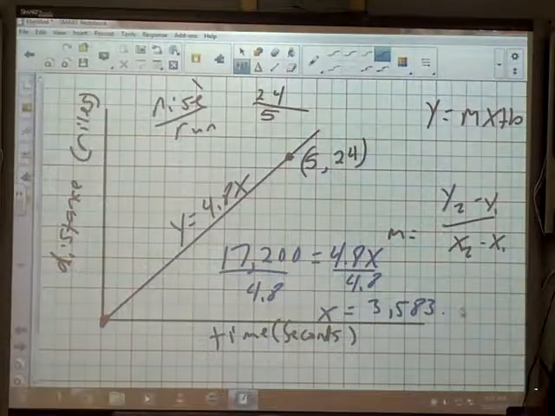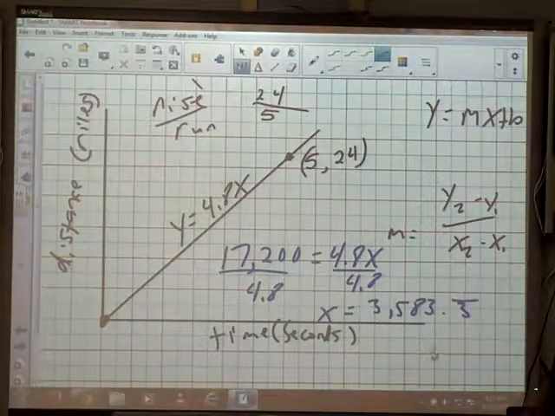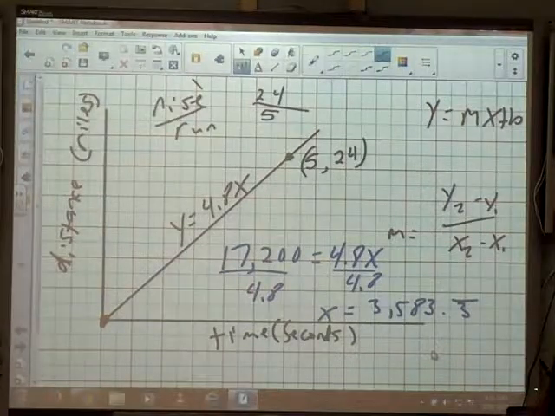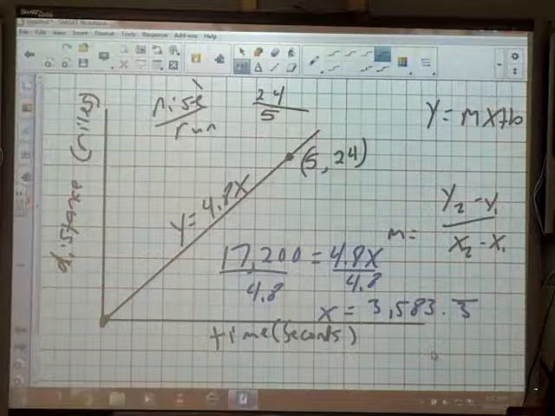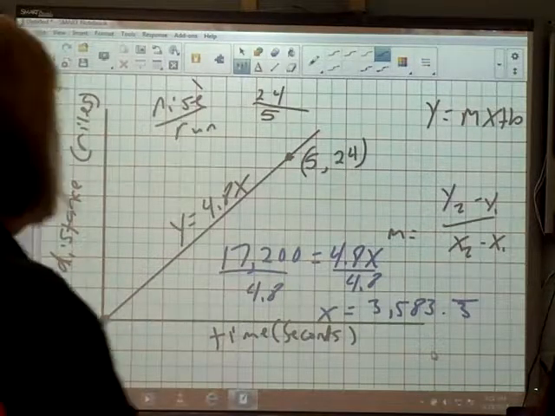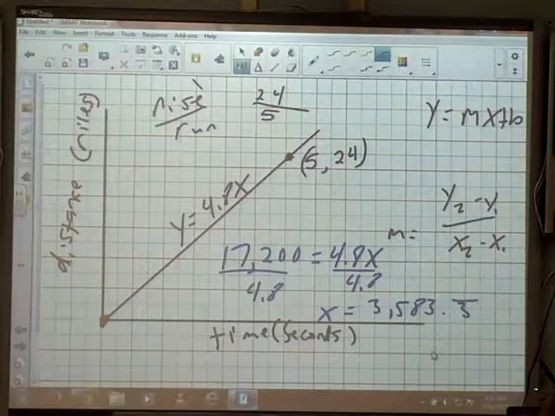3,583 point, is it repeating on the 3? Yeah. All right, now, we're going to take that even farther because that doesn't mean a lot to me. Does that mean something to you? That's in seconds. How many seconds? 3,583 and a third seconds. Can I make that conversion to anything? Minutes? Good, that'd be good.